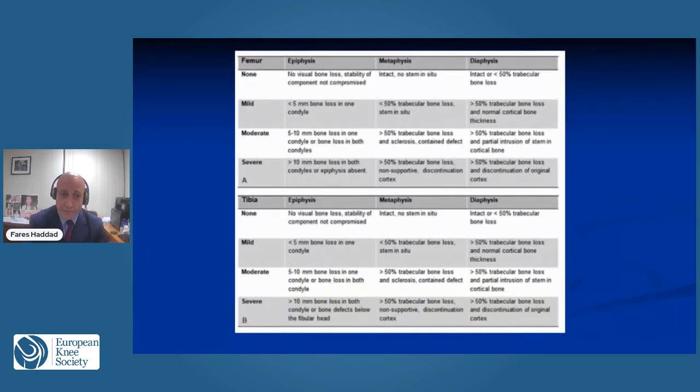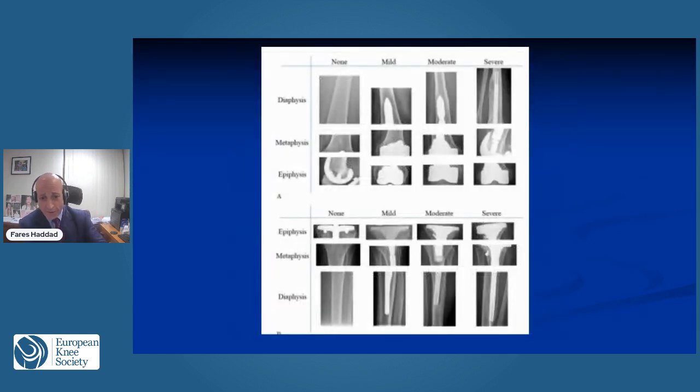And for those of you not familiar with it, what it does is it goes into each of those regions, the epiphysis, the metaphysis, and the diaphysis, and breaks it down into no bone loss, mild bone loss, moderate bone loss, or severe bone loss. And of course, it does that both in the tibia and the femur. I thought it was a piece of genius in this paper that they've actually then illustrated them radiographically. So I would commend you to look at that, and I would recommend to EKS to start thinking of that as the system we should perhaps be using in our communications.